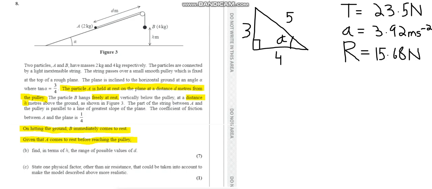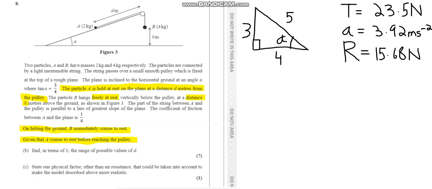So the particle A is held at rest on the plane at a distance d meters from the pulley. And the particle B hangs freely at rest, which means that u is 0, vertically below the pulley at a distance h meters above the ground, as shown in figure 3. The part of the string between A and the pulley is parallel to the line of greatest slope of the plane. On hitting the ground, B immediately comes to rest, and given that A comes to rest before reaching the pulley, we have to find the d values.